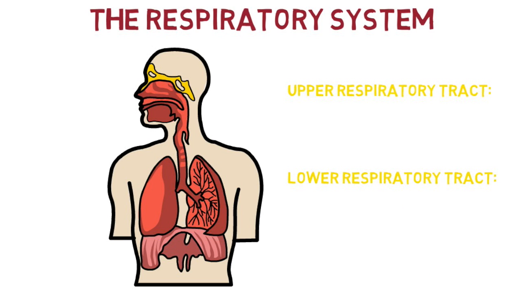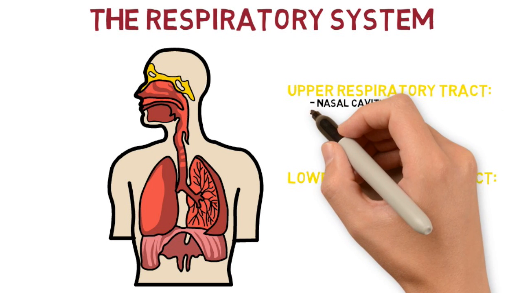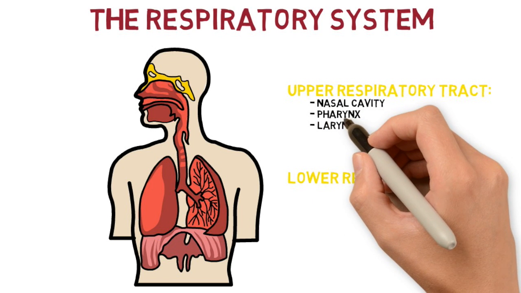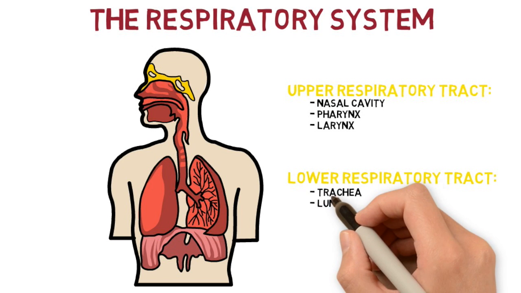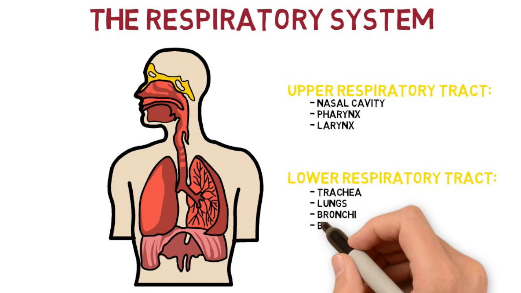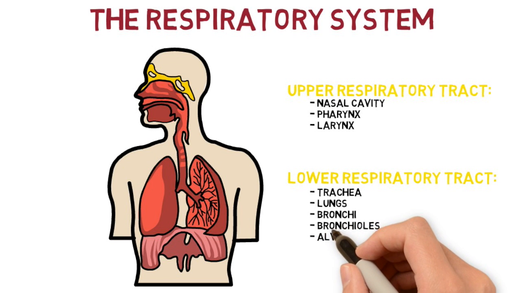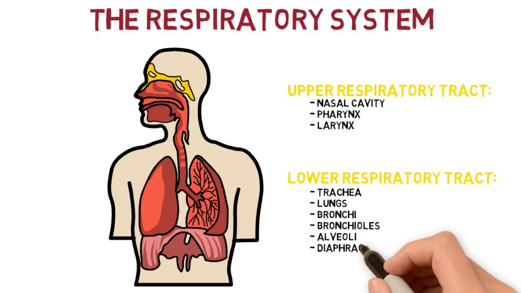The upper respiratory tract is comprised of the nasal cavity, pharynx, and larynx. The lower respiratory tract is comprised of the trachea, lungs, bronchi, bronchioles, alveoli, and diaphragm.